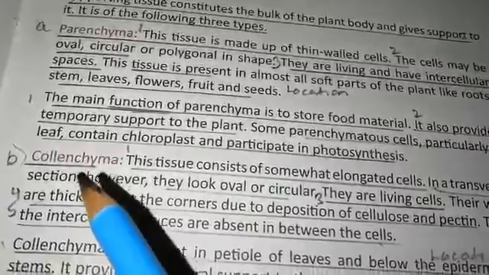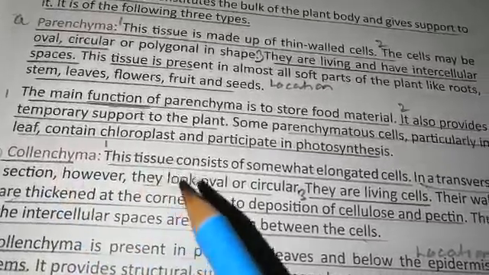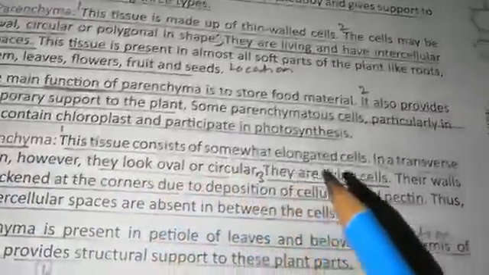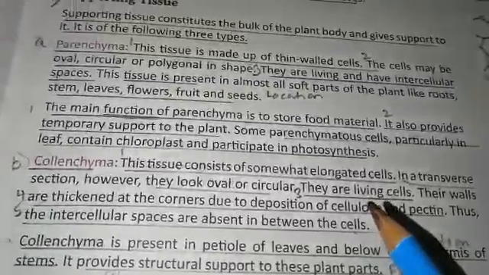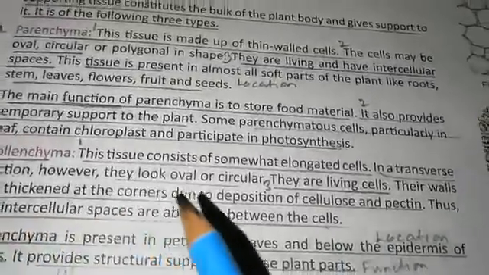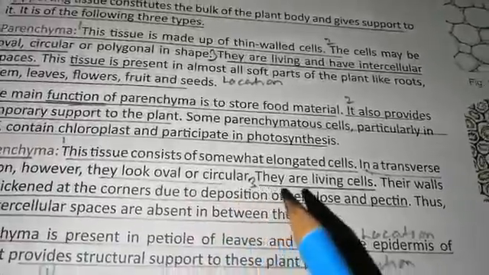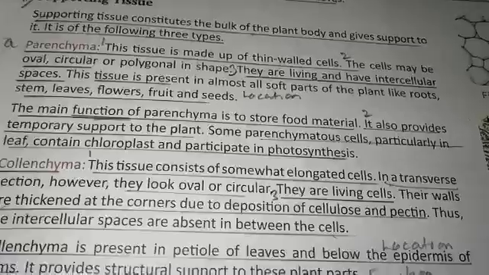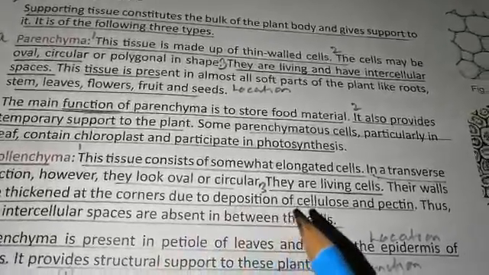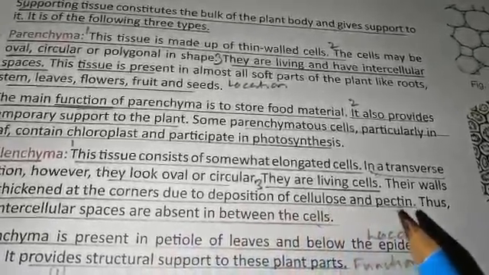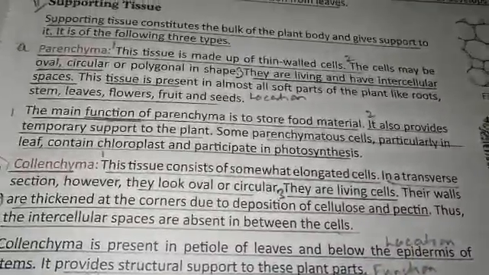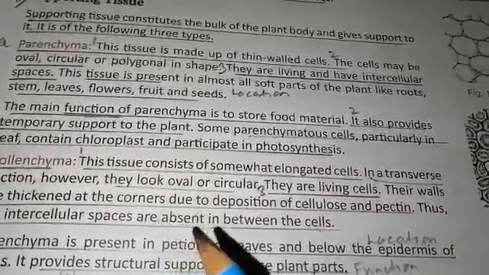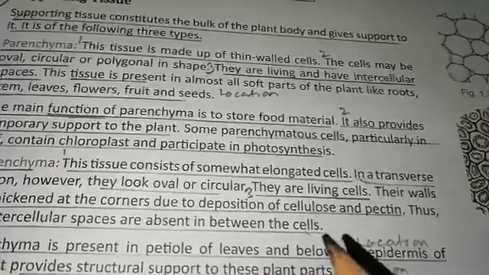Second type of supporting tissue is collenchyma. This tissue consists of somewhat elongated cells. In a transverse section, however, they look oval or circular. They are living cells. Their walls are thickened at the corners due to the deposition of cellulose and pectin. Thus, the intercellular spaces are absent in between the cells.